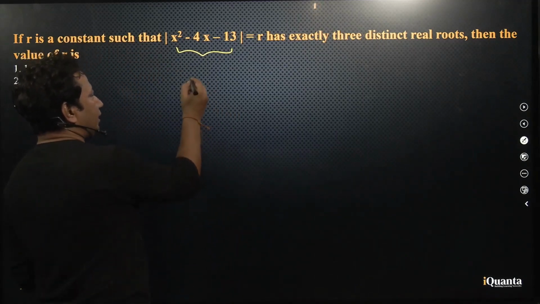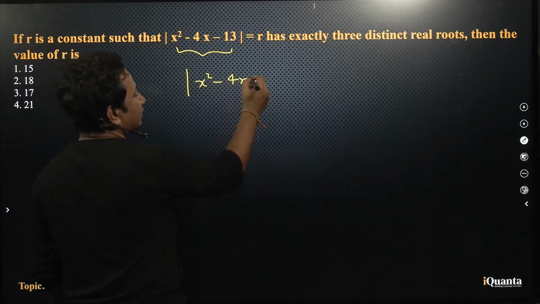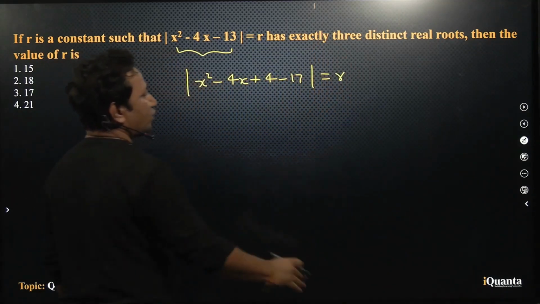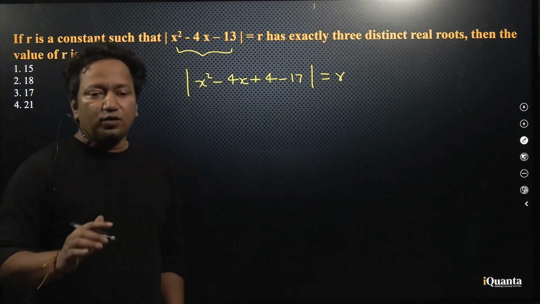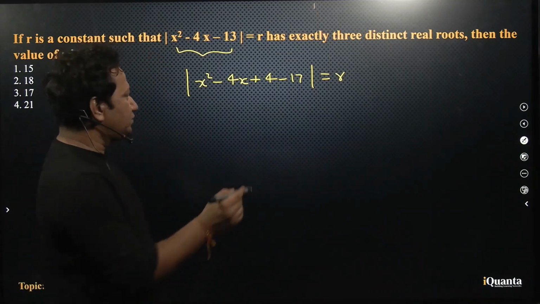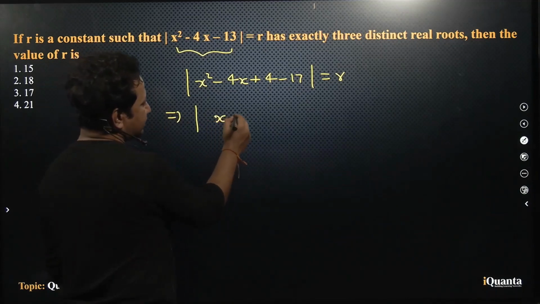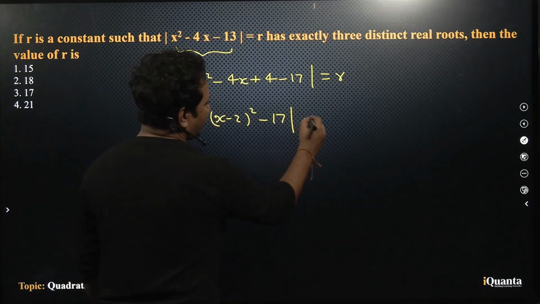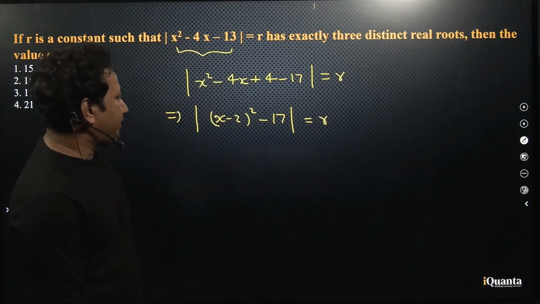How? I can write this as x squared minus 4x plus 4 minus 17. Mod of this is equal to r. Why am I doing it? Because I know that x squared minus 4x plus 4 is nothing but the square of x minus 2. Writing it further, we'll get mod of x minus 2 whole square minus 17 is equal to r. This is what we have obtained over here.